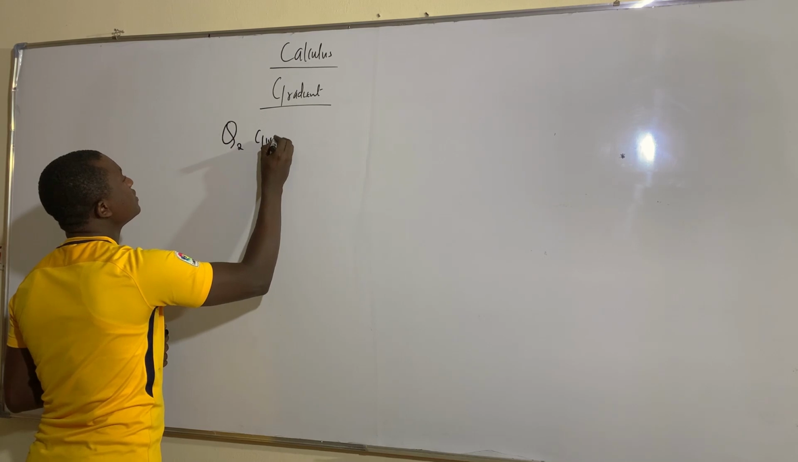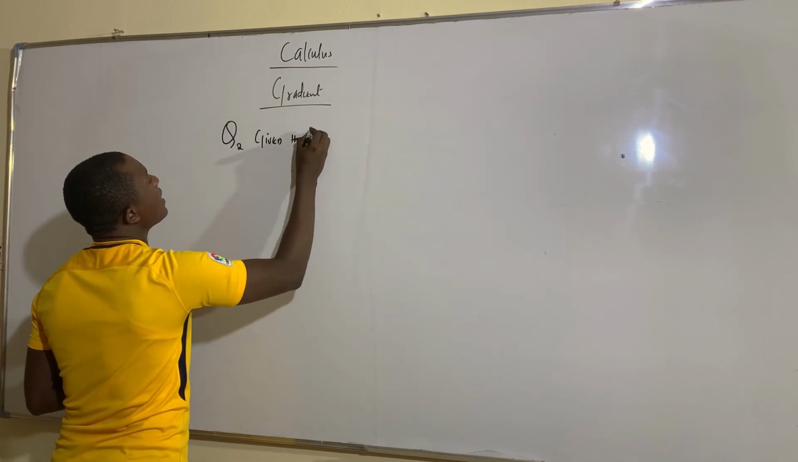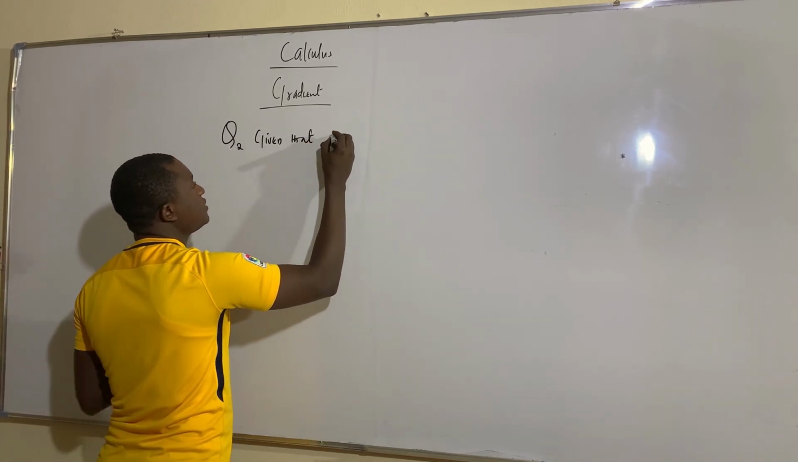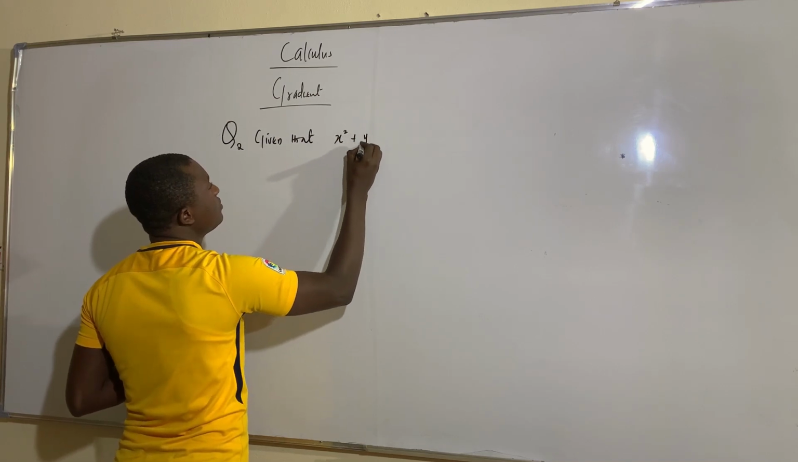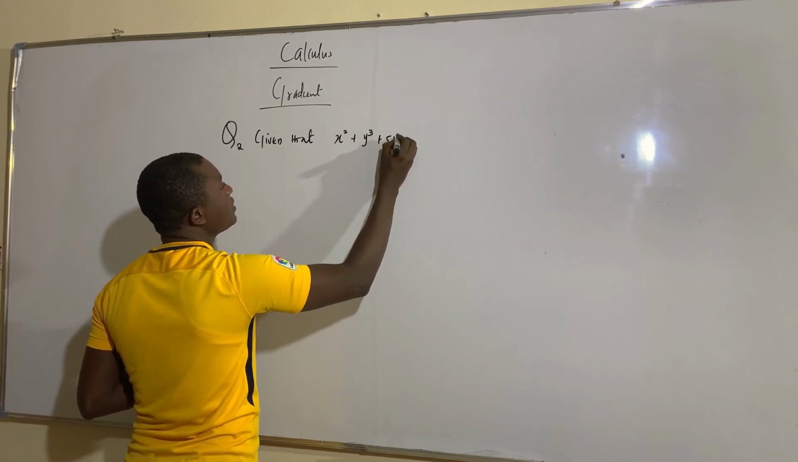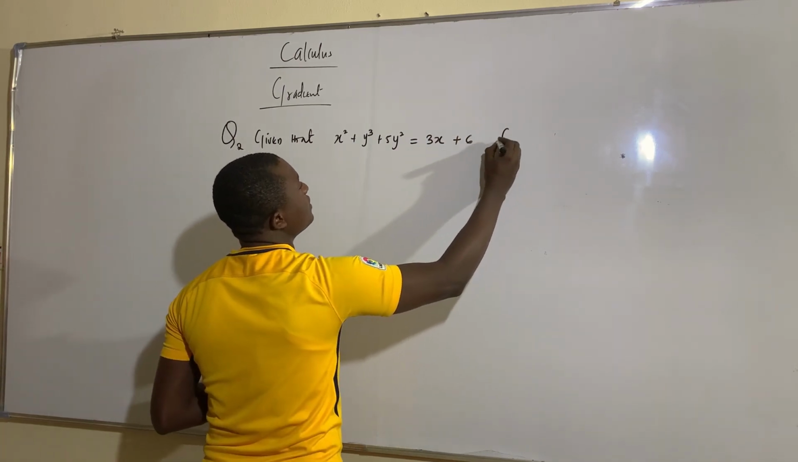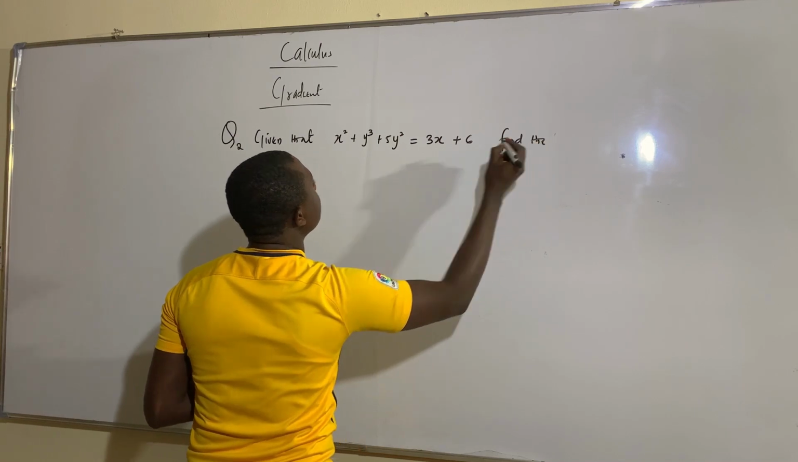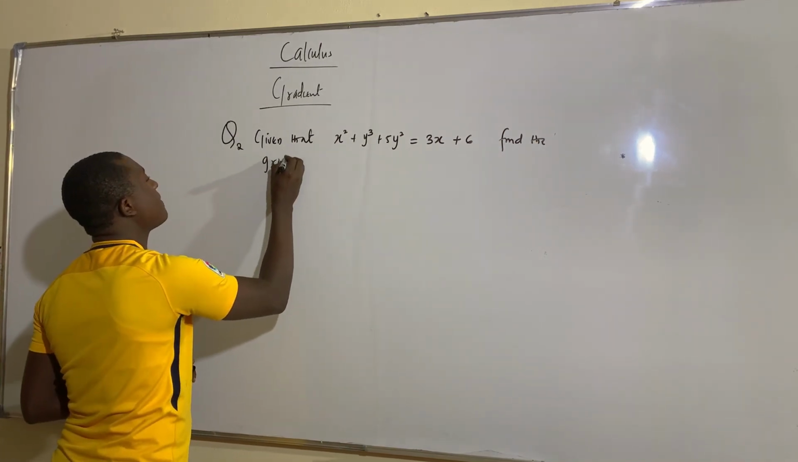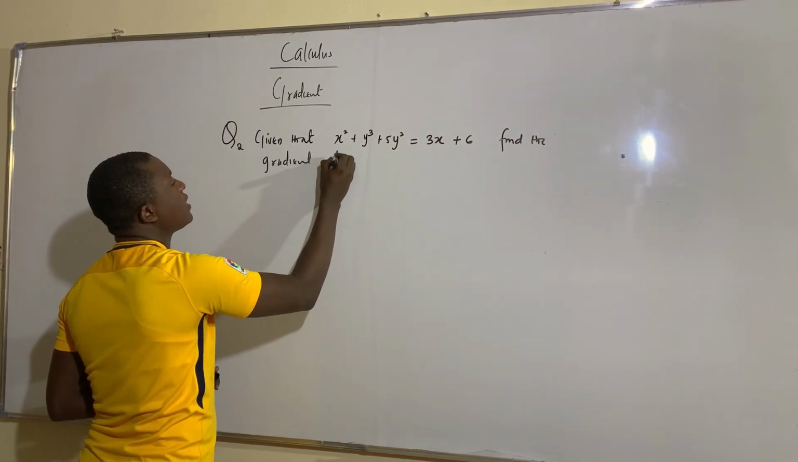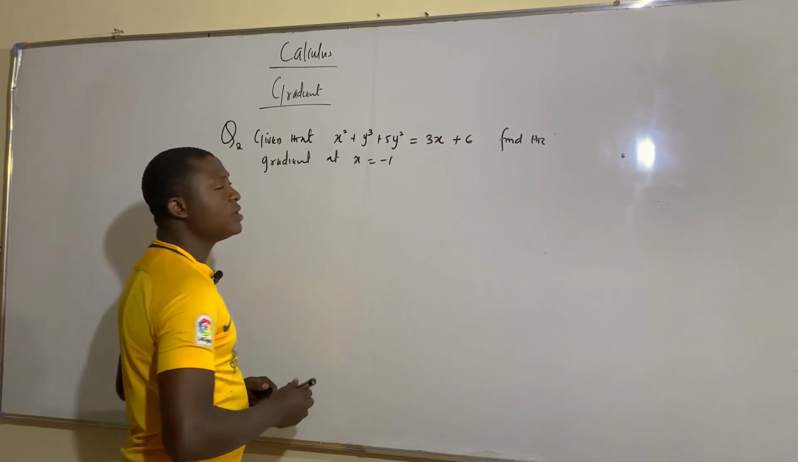given that, let's say, x squared plus y cubed plus 5y squared is equal to 3x plus 6. Now say find the slope, or find the gradient, at x is equal to minus 1.